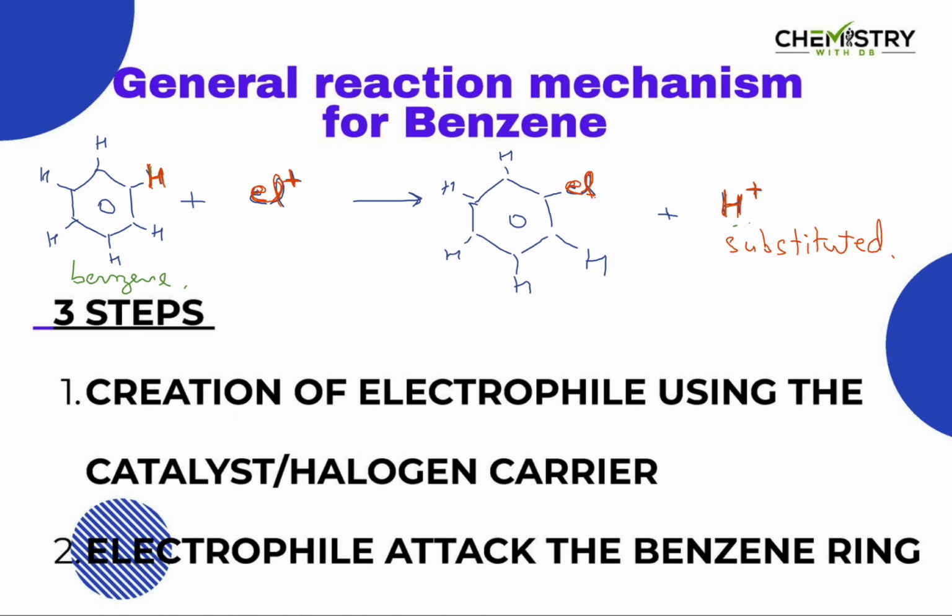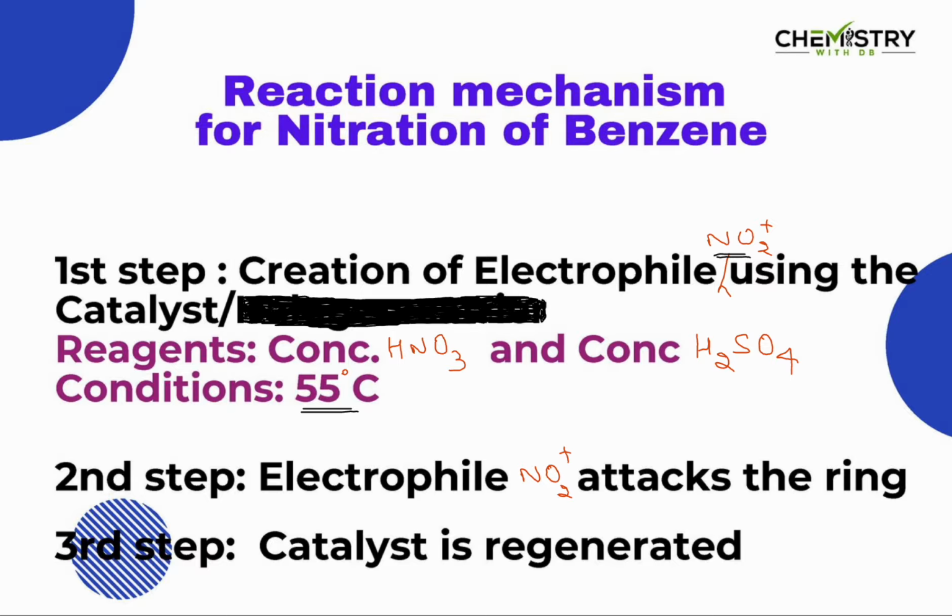Now let's see what's the general reaction mechanism for any electrophilic substitution reaction. So in general, when the benzene ring is struck by the electrophile, the electrophile substitutes one of the hydrogens here and the hydrogen leaves as H+, right? And this requires a halogen carrier or a catalyst. So the first step involves creation of the electrophile using the catalyst or a halogen carrier. Second step is the electrophile attacks the benzene ring, and in the third step the halogen carrier or the catalyst is regenerated. Now let's look specifically into the nitration of benzene.